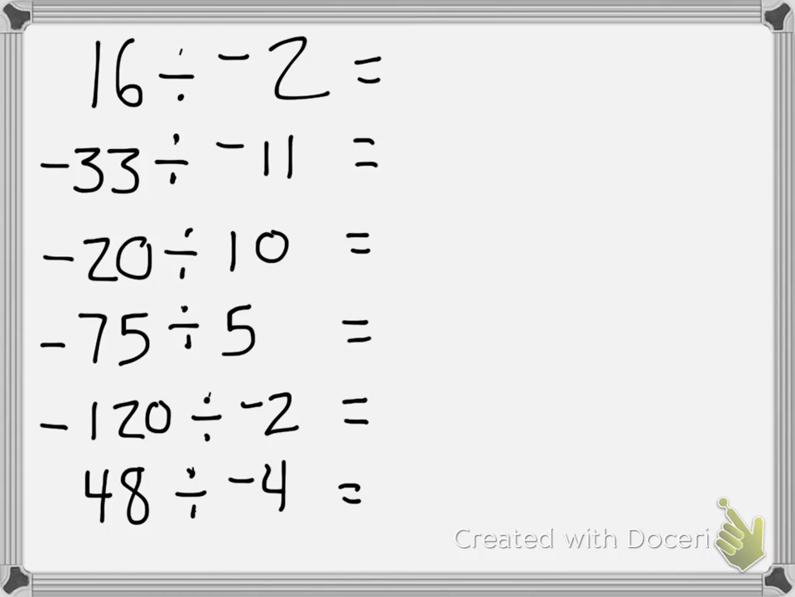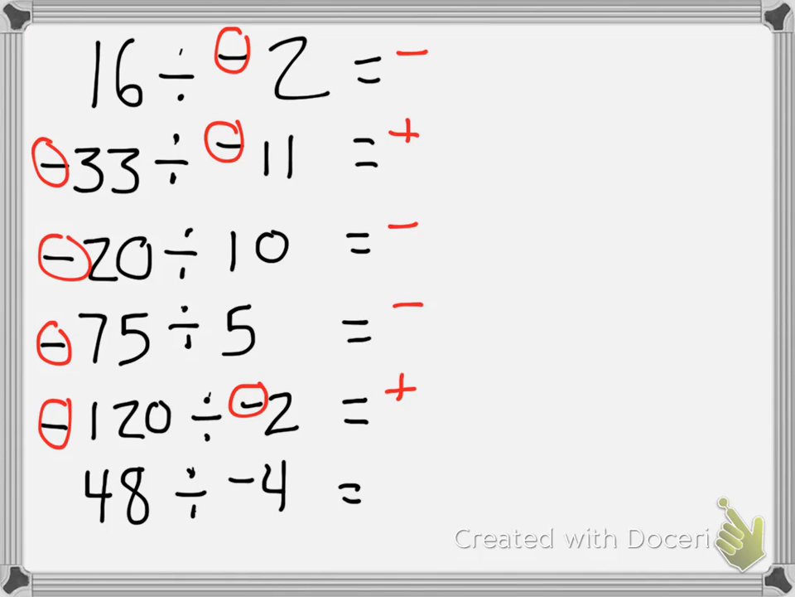All right, so you should have, for the first one, or going down and talking about whether or not it's positive or negative. First one has 1 negative, 1 of each, so my answer is going to be negative. Second one has 2 negatives, so my answer is going to be positive. Third has 1 negative, so my answer is going to be negative. Fourth has 1 negative, answer is going to be negative. Fifth has 2 negatives, so my answer is going to be positive. And the sixth has 1 negative, so my answer is going to be negative.